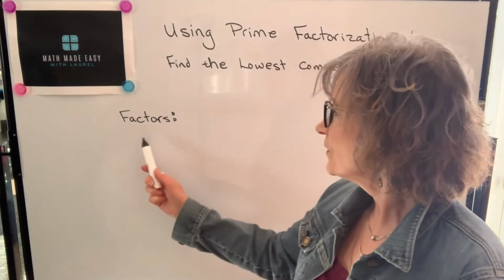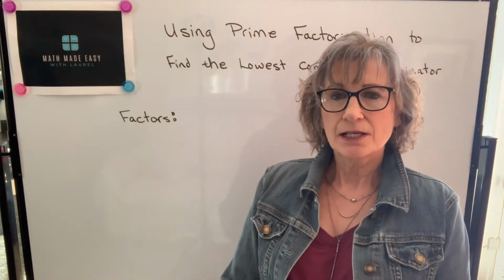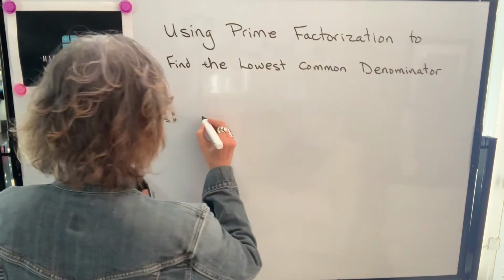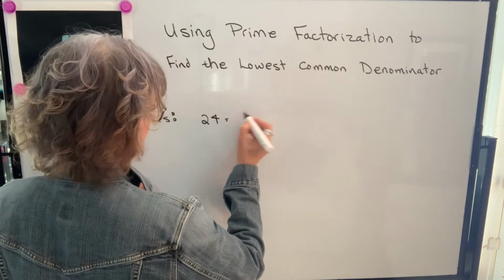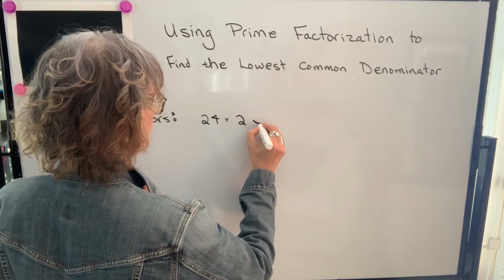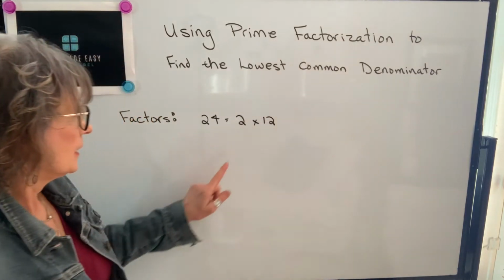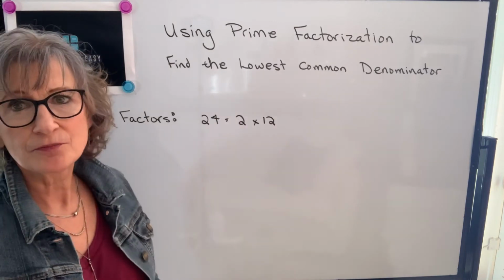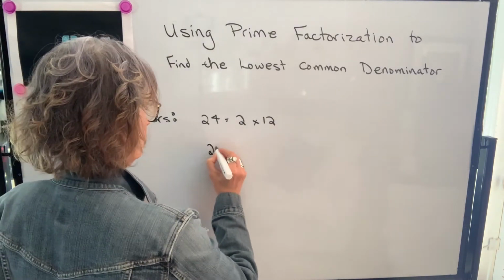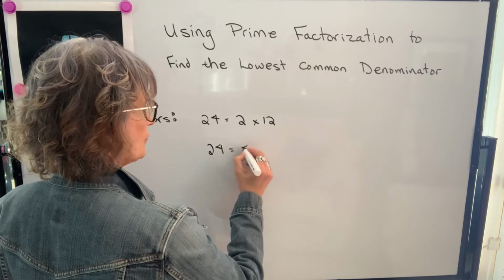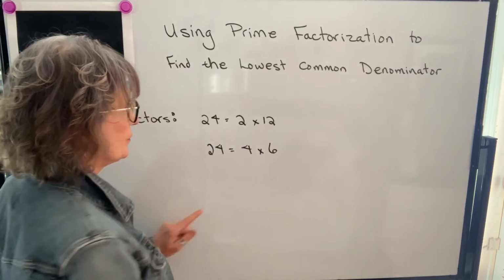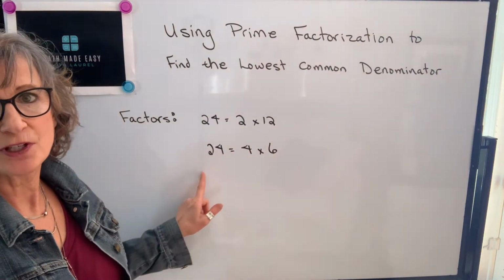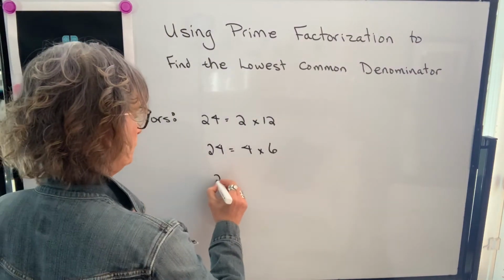So if we talk about factors, let's take a look at an example of, let's say, 24. We know that 24 is equal to 2 times 12. So 2 is a factor of 24. 12 is a factor of 24. There are other factors. 24 is also equal to 4 times 6. So we would say that 4 is a factor of 24, and 6 is a factor of 24. There's other ones as well.